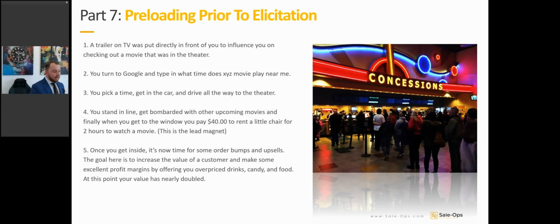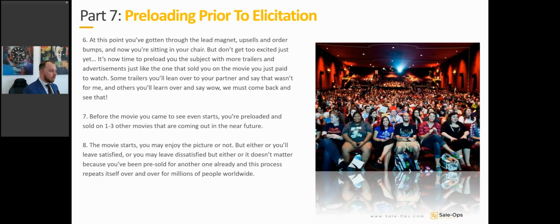then you get inside, and now it's time to increase your LTV with some order bumps and upsells. The goal here is to increase the value of the customer and make some excellent profit margins on things that are super diluted, super overpriced, and super profitable, which is why they're offering you overpriced drinks, candy that they make 200-300% on, and food. And at this point, your damn value has nearly doubled.